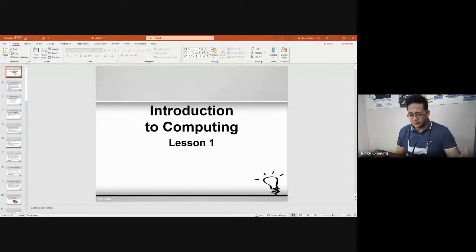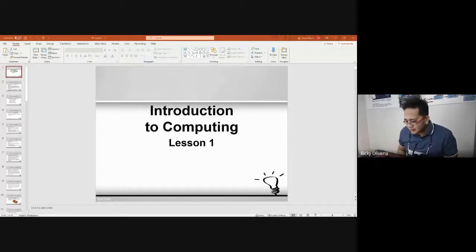Okay, so this is the lesson 1 natin for Introduction to Computing. It is abbreviated as ITC. Kapag narinig niyo sa akin yung word na ITC, that means we are referring to Introduction to Computing. Okay, so do not write anything on your lecture. Open ko lang yung aking class record para malalagay natin kung sino yung mga sumagot. Okay, so this is the lesson 1.